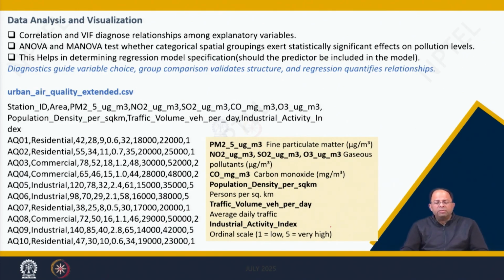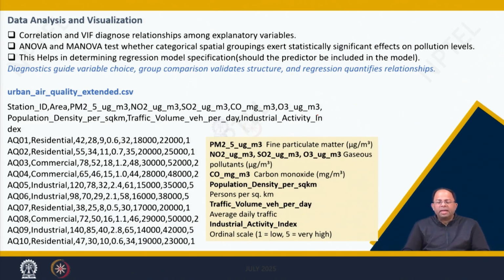Now ANOVA and MANOVA, both of these tests tell us whether categorical spatial groupings matter. For example, all the gases NO2, SO2, CO2, because all these are related together. Now, can I say that all of them vary together in regards to area, like industrial, commercial, residential, and so on? So that is important. That means if the entire group is also being affected, right?